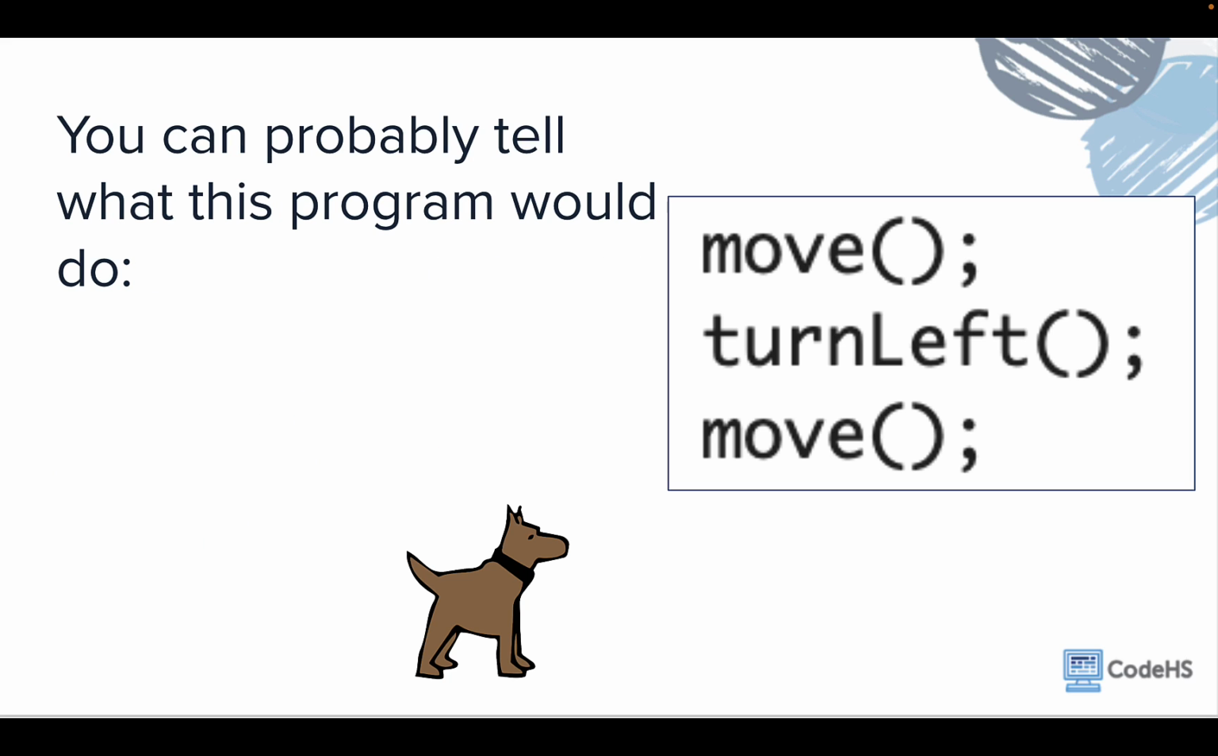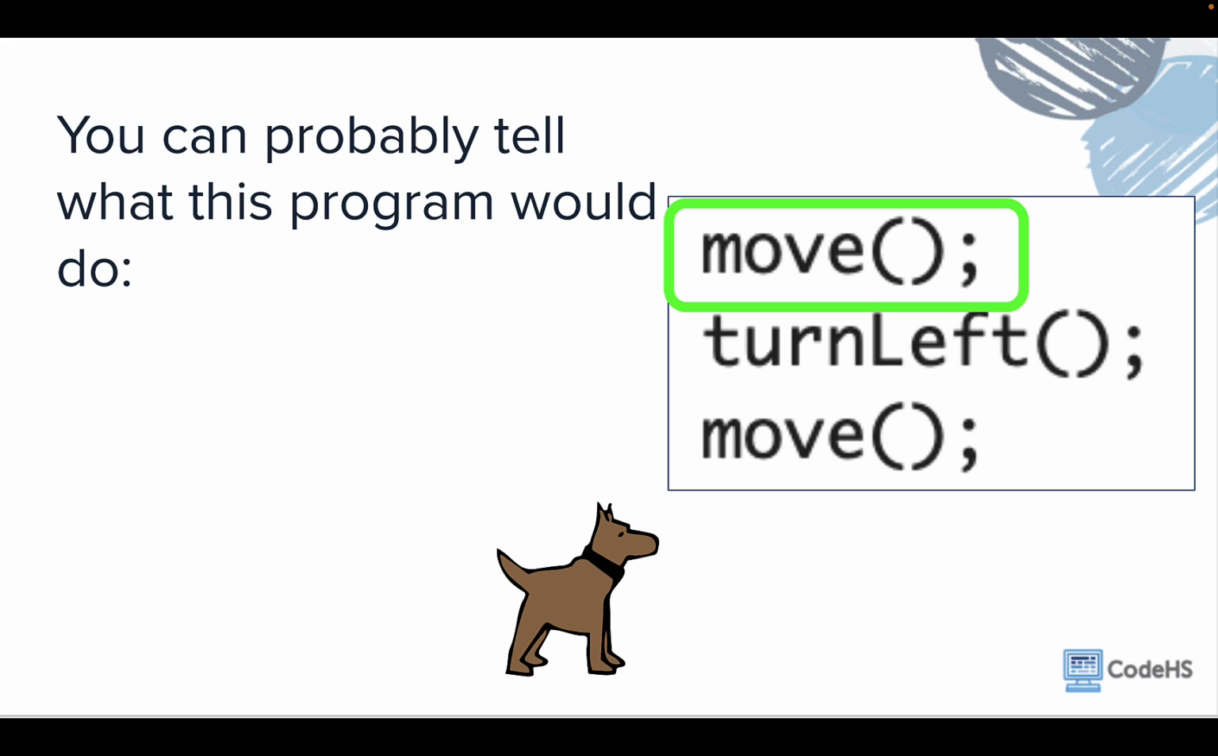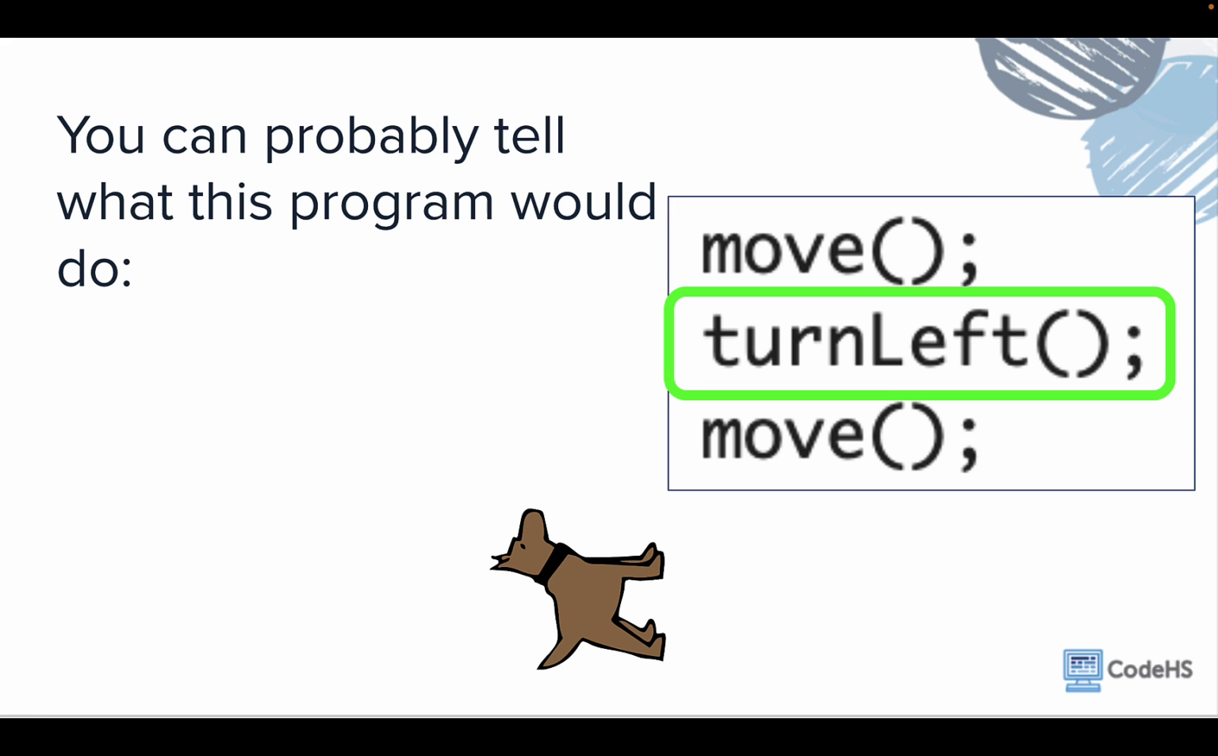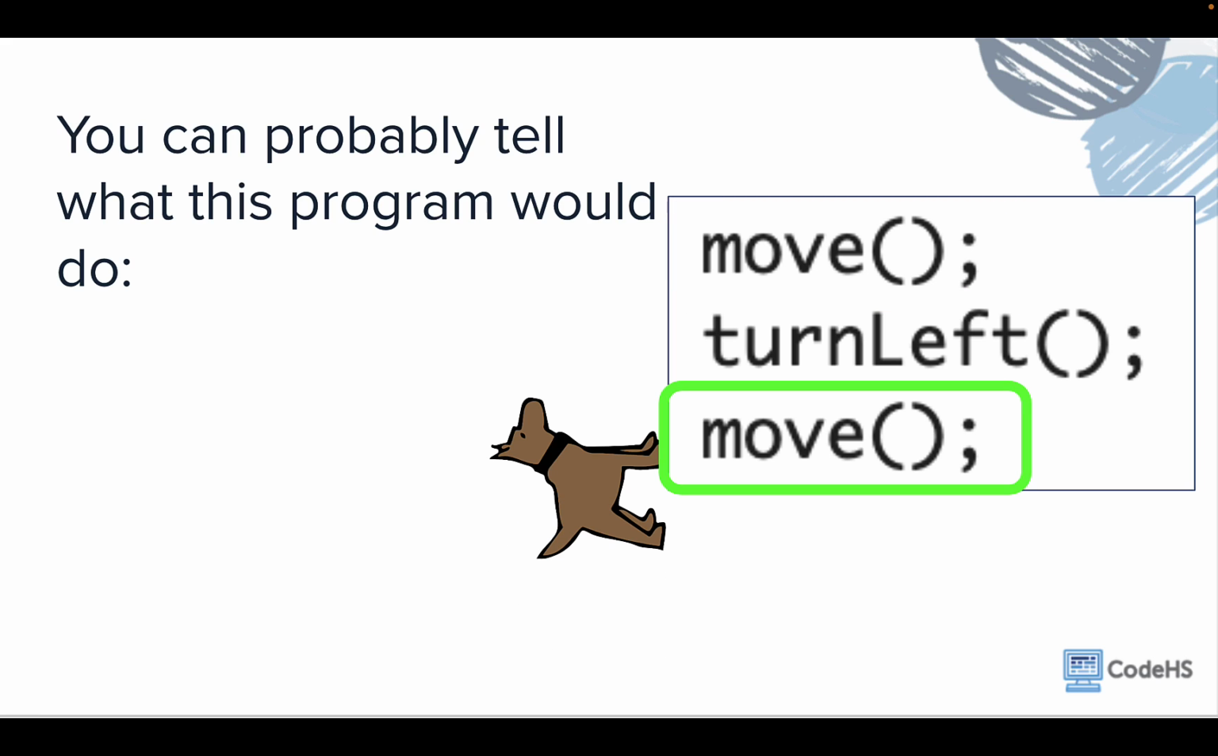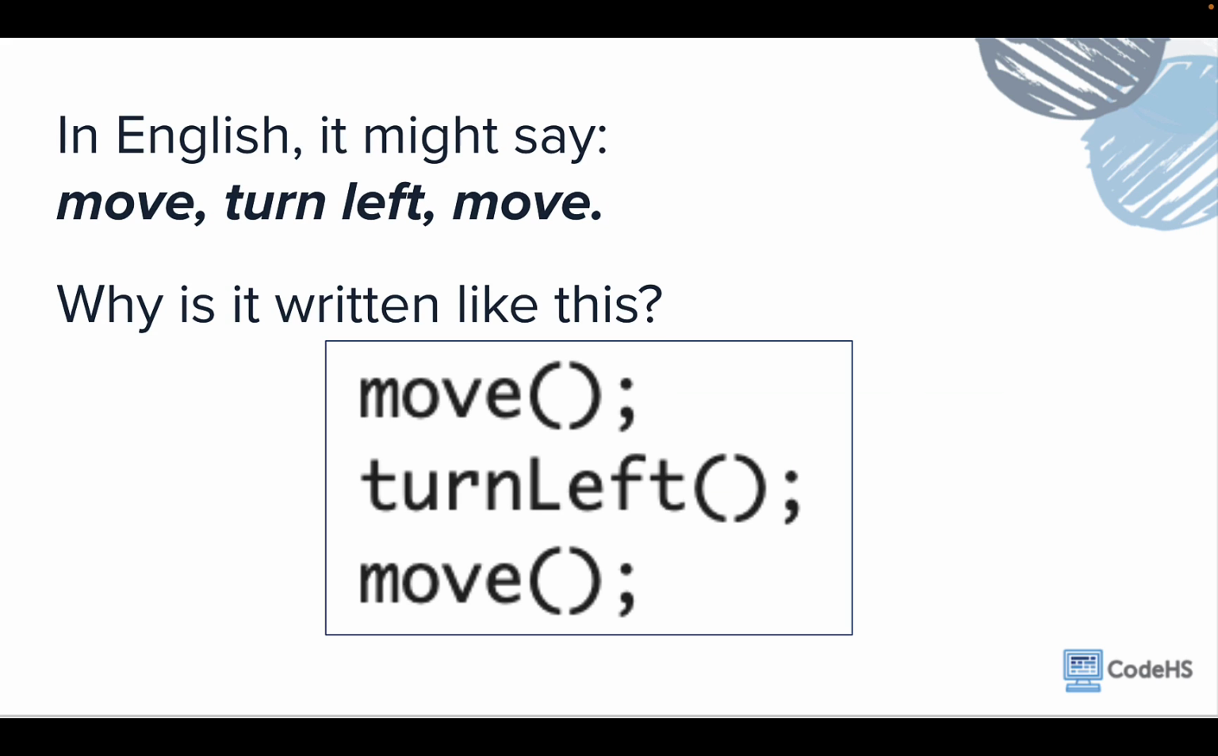You can probably tell what this program would do. It will first have Karel move, and then turn left, and then move again. In English, we might write it like this: move, turn left, and move. So why, in Karel's language, is it written like this?